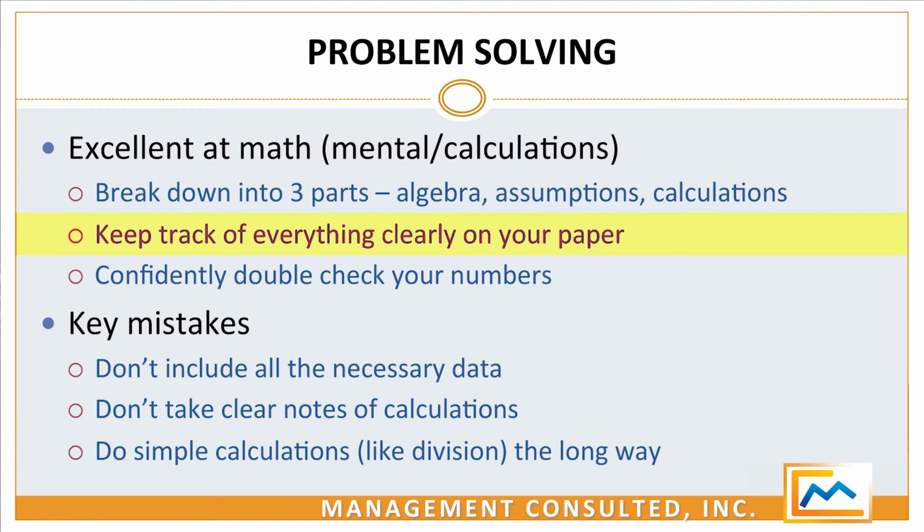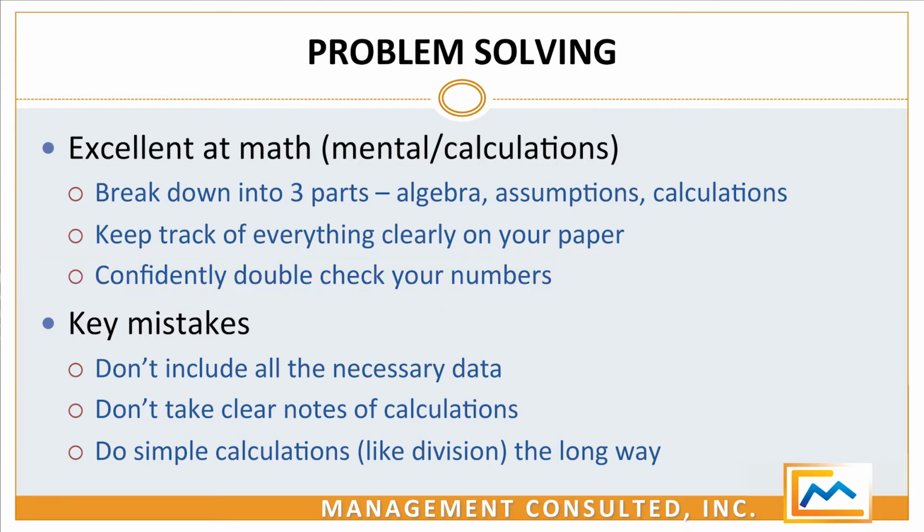The third thing that's important is that you can confidently double check your numbers. So at the end of the day, after you've walked through the math very clearly, the algebra, the assumptions, and the calculations, and you've kept track of everything by writing it down clearly on your paper, at the end you can go back and say, great, let me just double check and make sure that my numbers are appropriate. This is going to become incredibly important when we talk about the next part of problem solving.